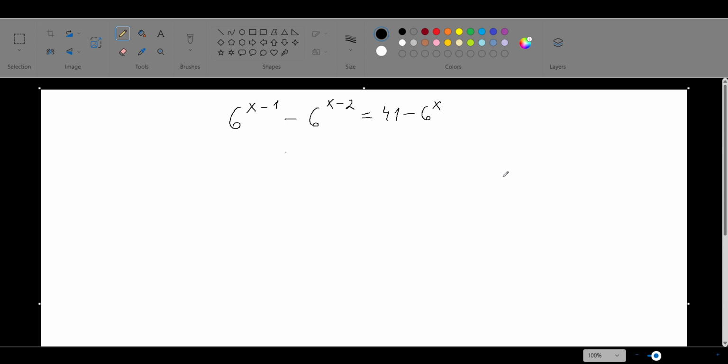Okay, so in this kind of exponential equation, we can see that it looks like the common base will be number 6, and we want to transfer negative 6 to the power of x to the left side of the equation.